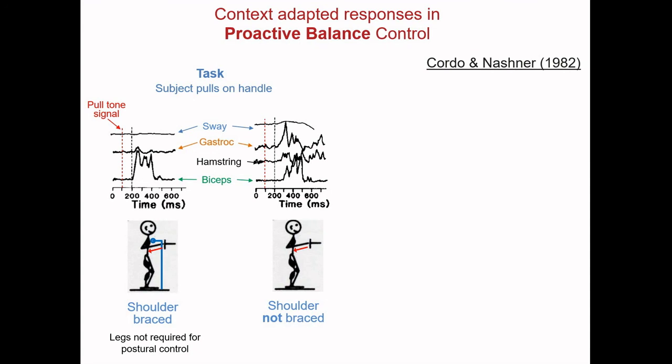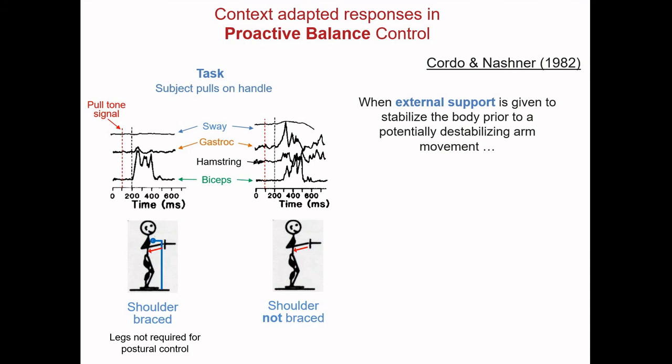Now, when we look on the right-hand side, we see the EMG time series for the non-braced condition. Here we see activation of the gastrocnemius. This acts to generate a force that counteracts the anticipated perturbation. In summary, what we're seeing here is that when an external support stabilizes the body, anticipatory postural muscle activity does not occur.